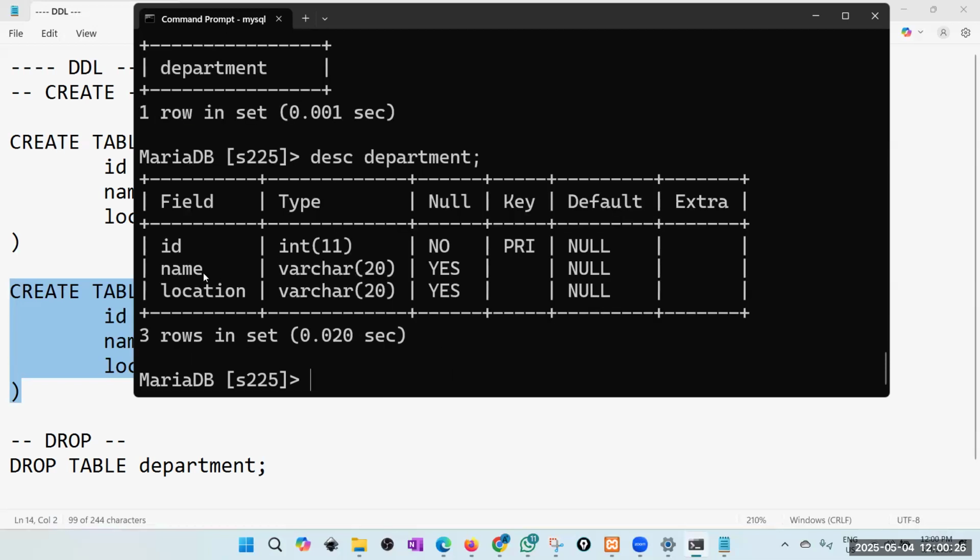Now you can see the structure, ID, int. And you can see my ID is a primary key.